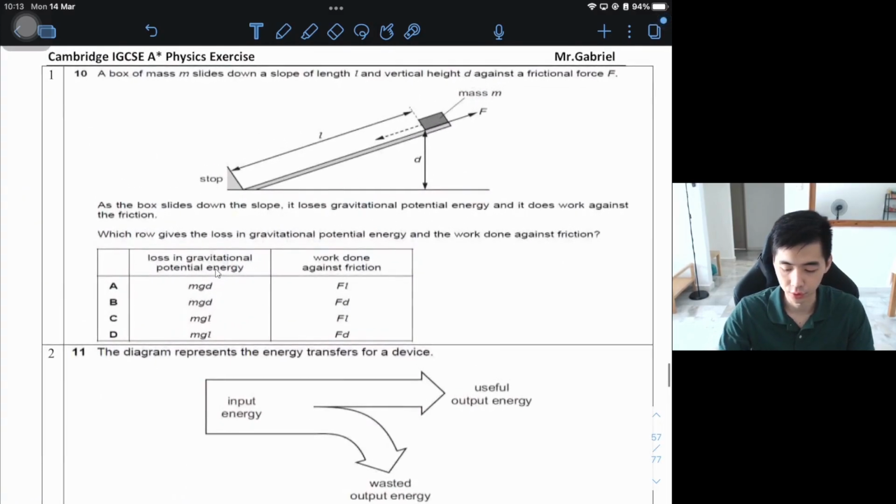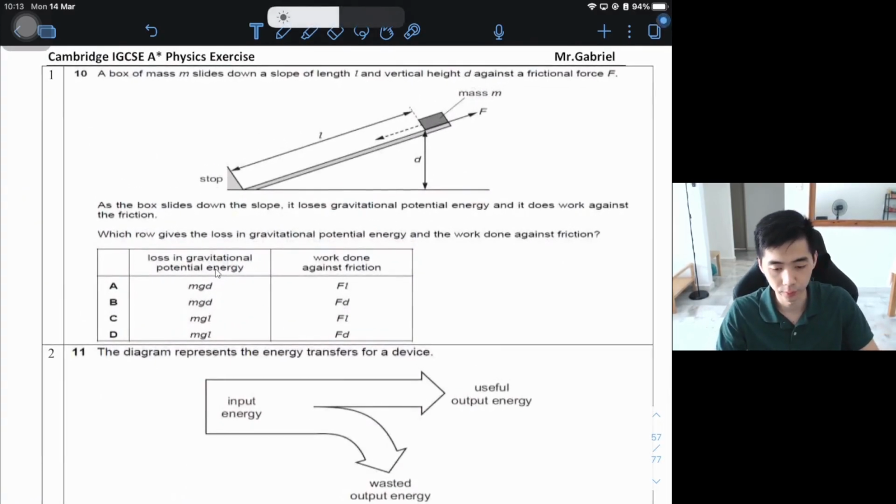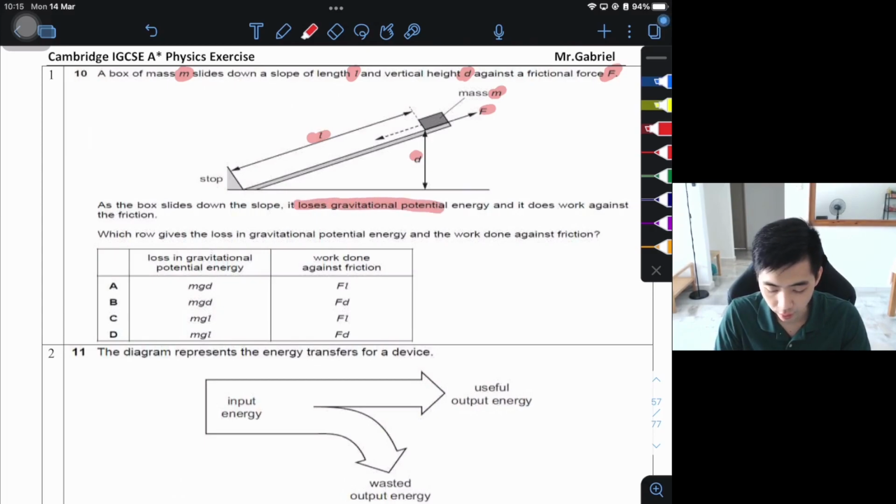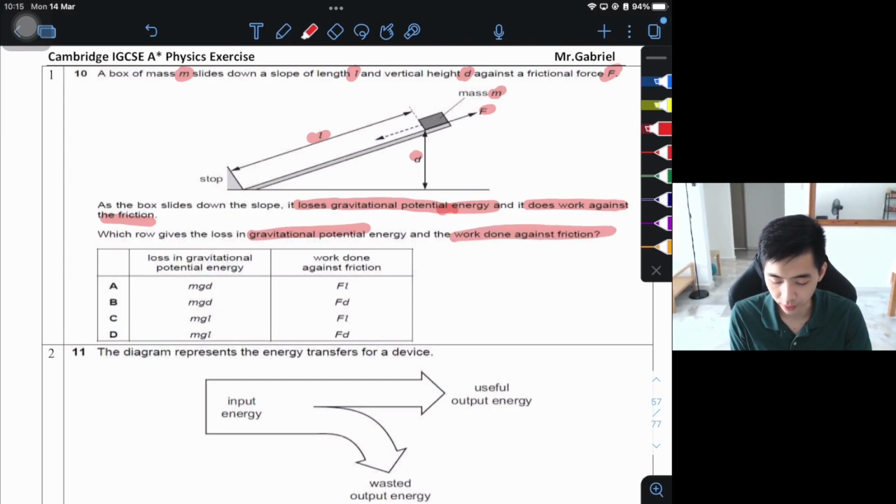Then, moving on to the next question here. What do they want from you? A box of mass m slides down a slope of length L and a vertical height D against friction F here. So there's M, there's F, there's D, there's L. As the box slides down the slope, it loses gravitational potential energy and it does work against the friction. Which row gives the loss in gravitational potential energy and work done against the friction?